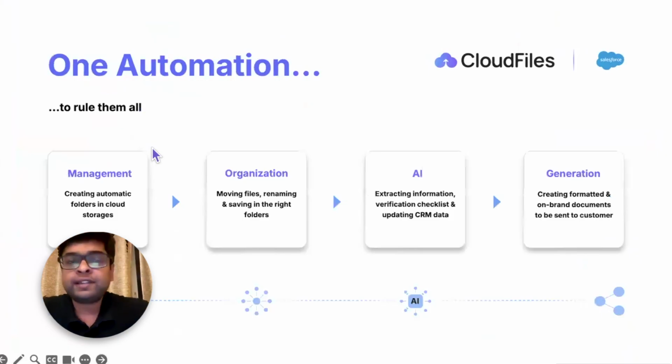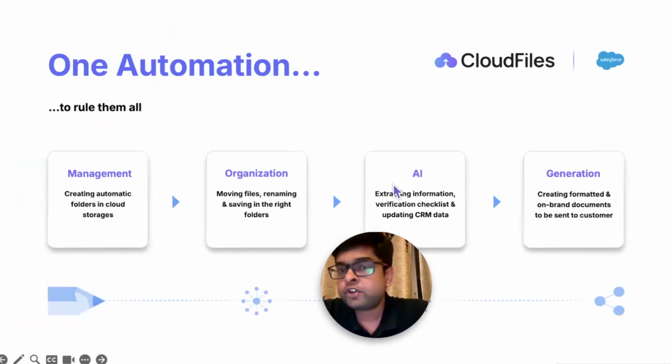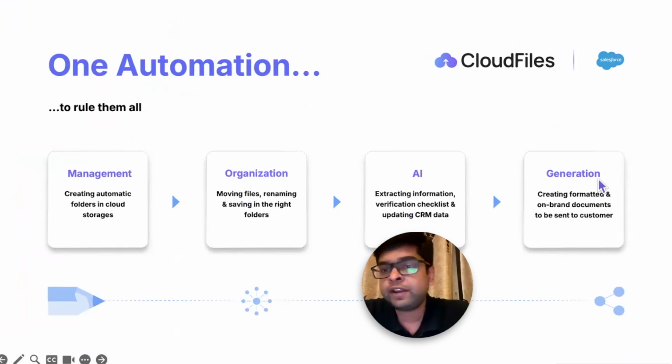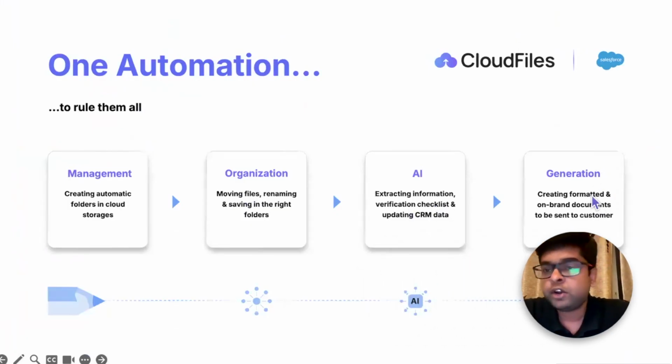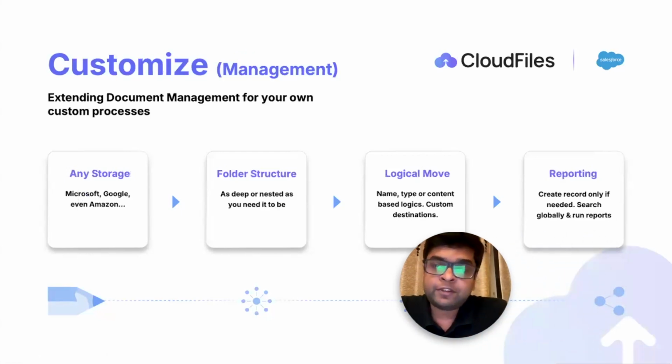As I mentioned, in the automation that we saw over here, we saw the management part where the automatic folders were created. We saw some organization of files and renaming of files. We saw some AI extracting information and performing verification checks. And then we also saw document generation, creating formatted and on-brand documents. Now, let's talk about the management piece first.